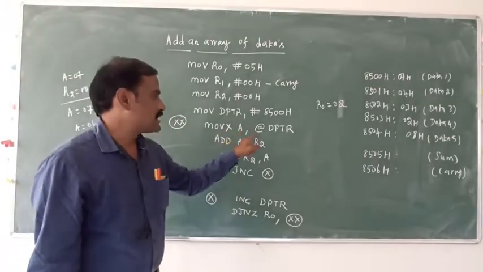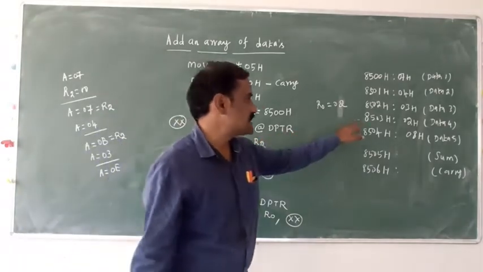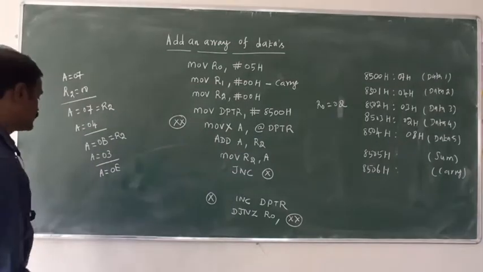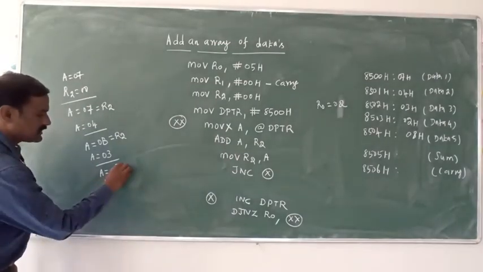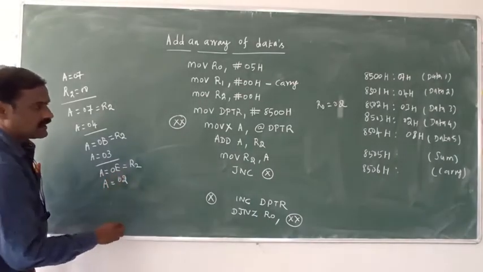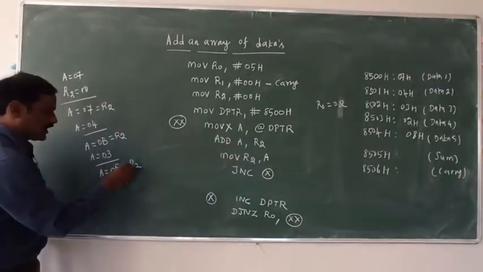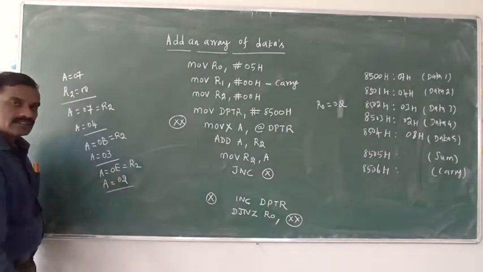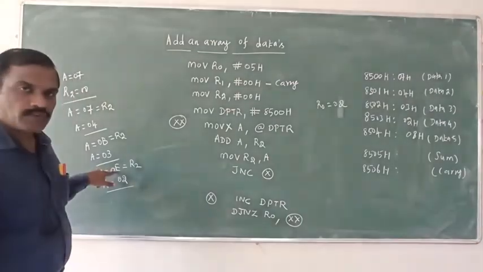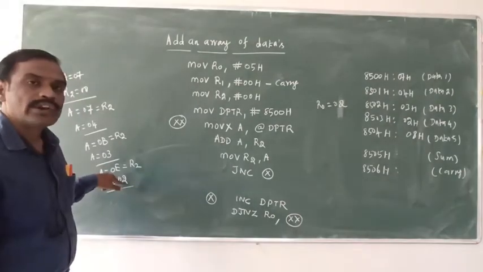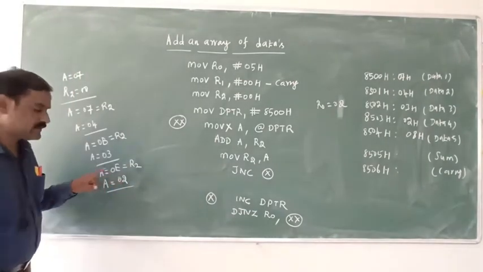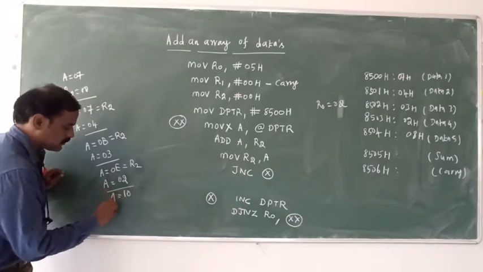MOVX A, @DPTR. Now the DPTR address is 8503. The data at that memory address location is moved to the A register. Now register A equals 02. Now add the A register data with R2, which is 0E. 0E means 14. 14 added with 2 is 16. 16 in decimal, and the corresponding hexadecimal value is 10 in register A.